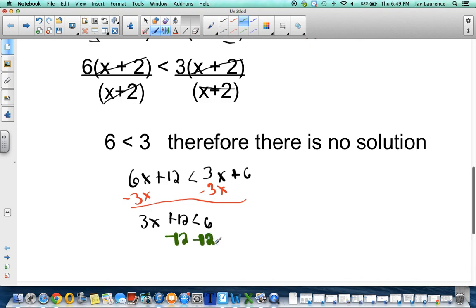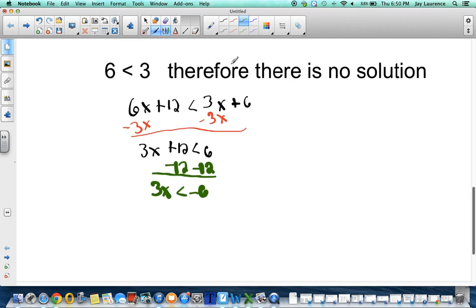We're going to subtract 12, and we're going to get 3x is less than negative 6. And we're going to divide by 3. Wow, this thing's really messing up. Wish I had a pause button. I could fix it and then come back to the video. So x is going to be less than negative 2.